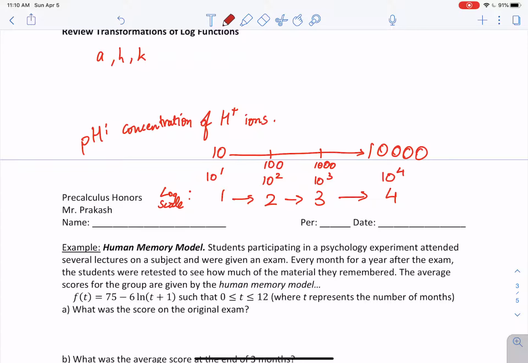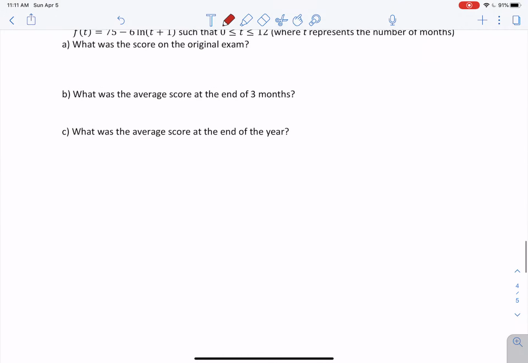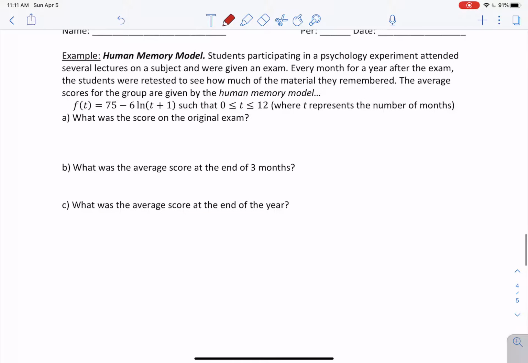Later on in this chapter, we'll do an example of where we actually do this modeling step, where we look at something exponential but then change it to a log scale and then think about it more as a line rather than an exponential.